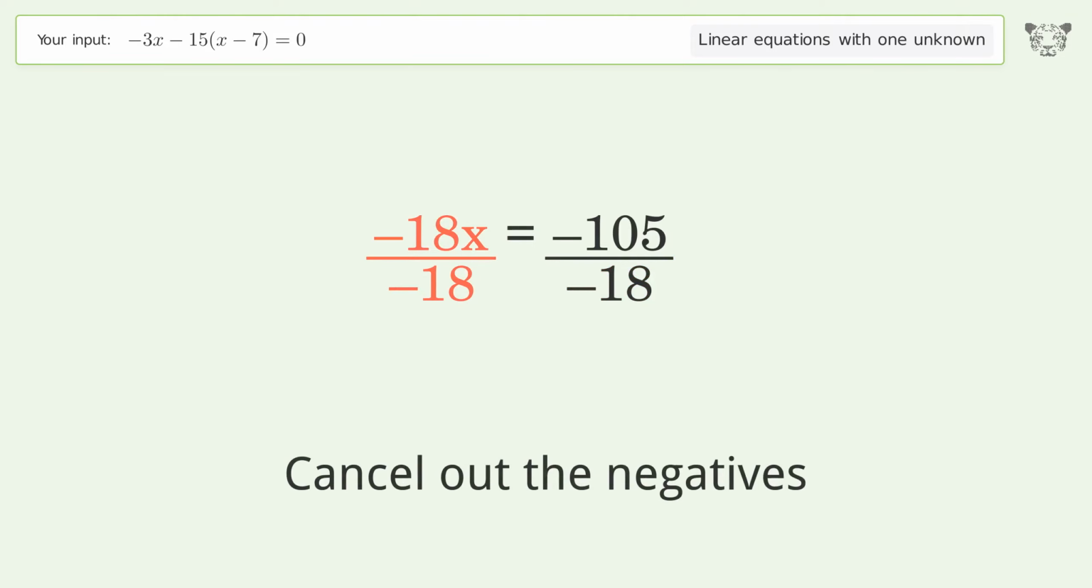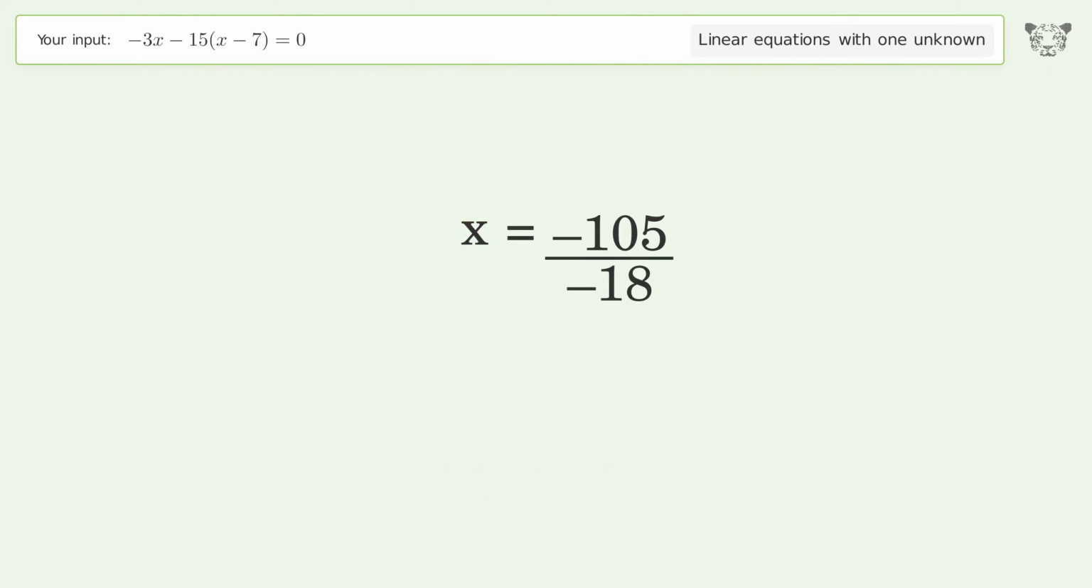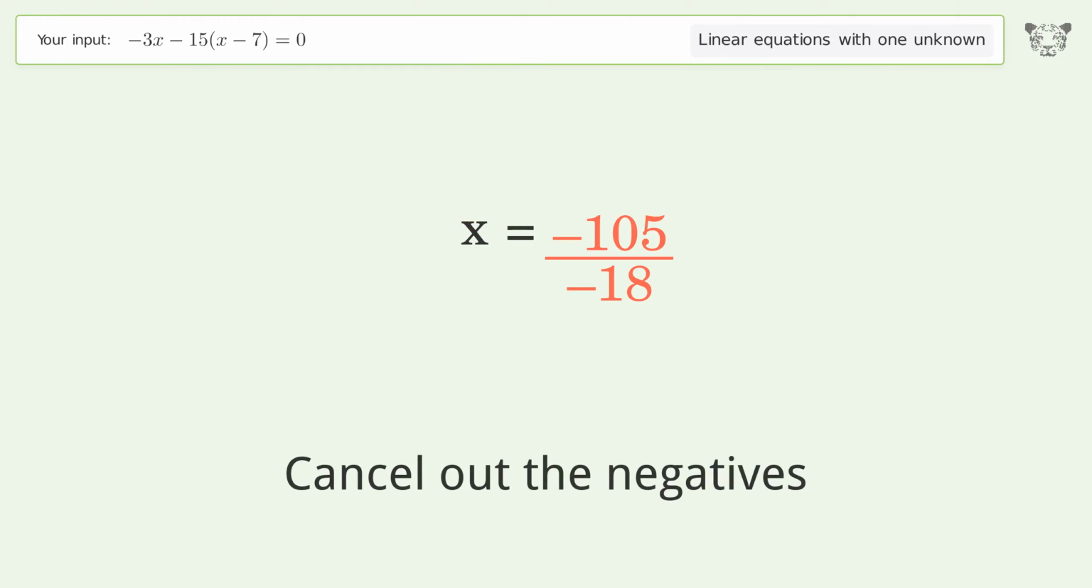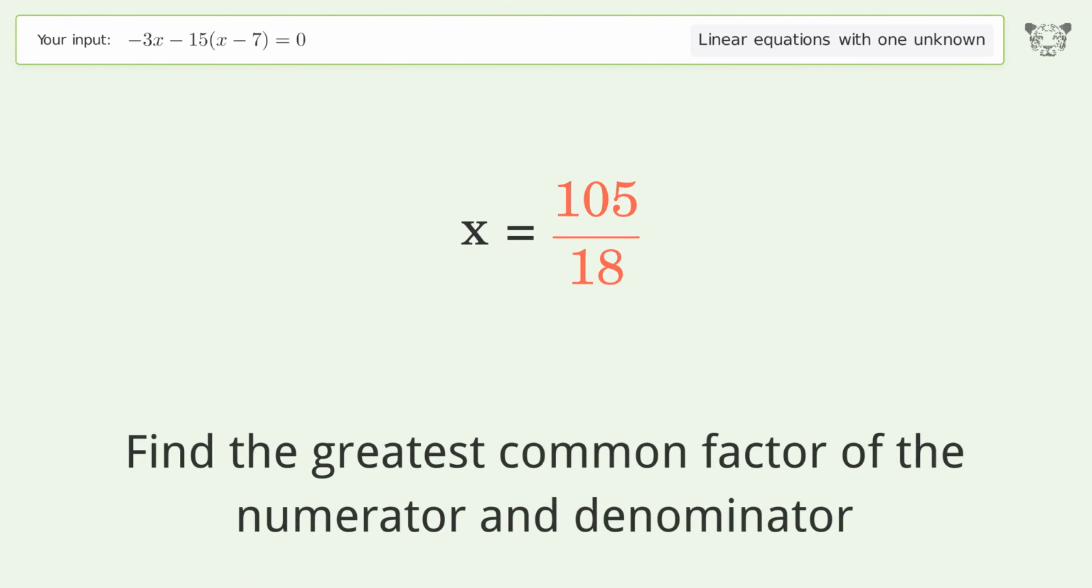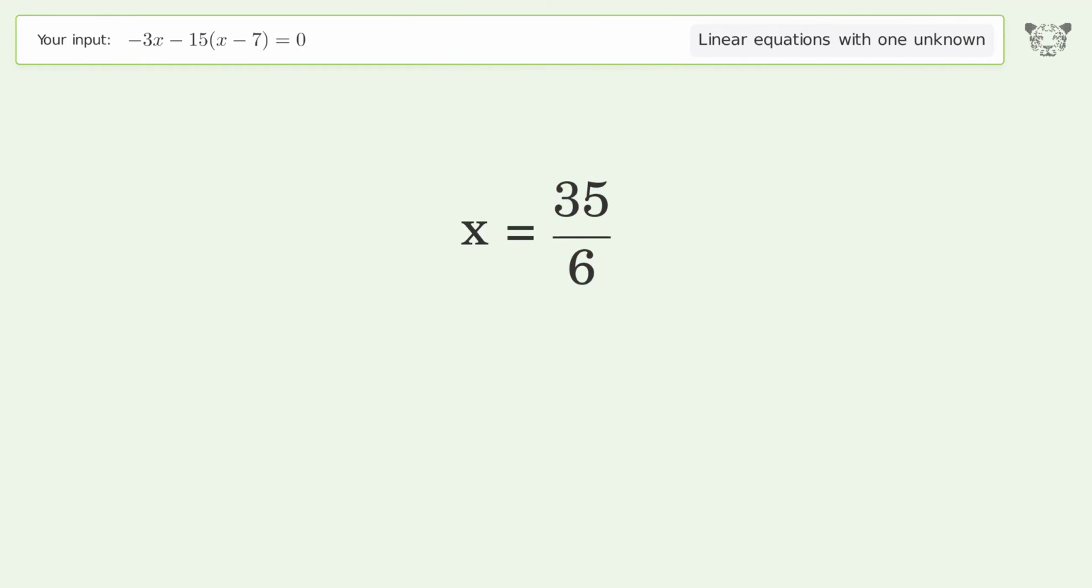Cancel out the negatives. Simplify the fraction. Cancel out the negatives. Find the greatest common factor of the numerator and denominator. Factor out and cancel the greatest common factor. And so the final result is x equals 35/6.